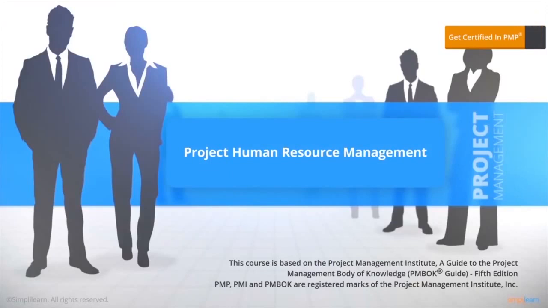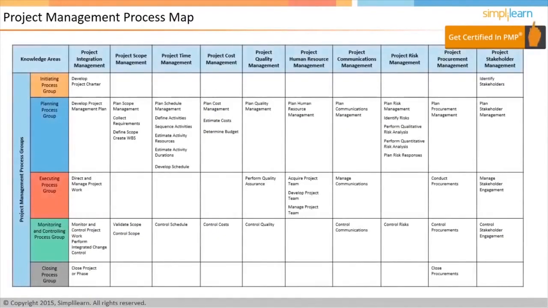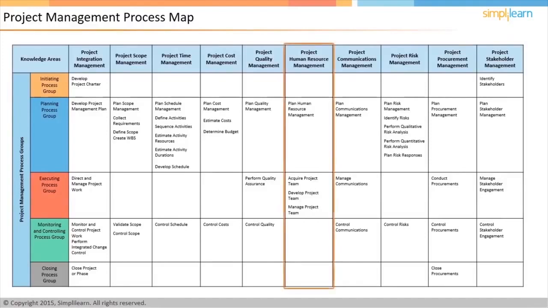In this lesson, we will focus on Project Human Resource Management. There are 47 processes in project management, grouped into 10 knowledge areas and mapped to 5 process groups. In this lesson, we will look at the 6th knowledge area, that is, Project Human Resource Management and its processes. In the next screen, let us understand Project Human Resource Management.